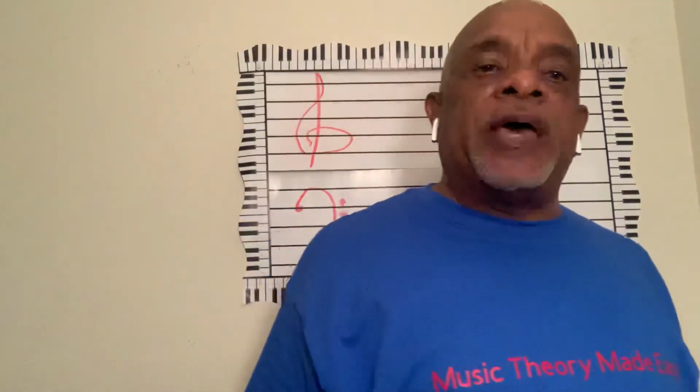Now, the lines of the bass or F clef are G, B, D, F, and A. Good boys does fine always. One more time: good boys does fine always. That's the lines of the bass or the F clef. Now, the spaces of the bass or the F clef are A, C, E, G. One more time: A, C, E, G. All cars eat gas, or all cows eat grass.